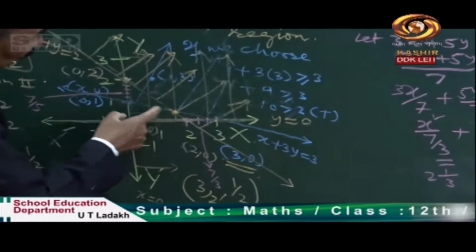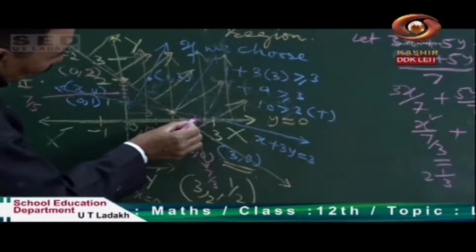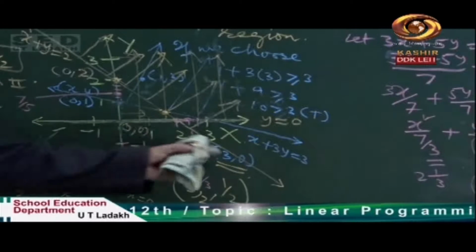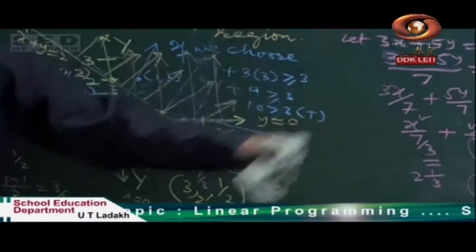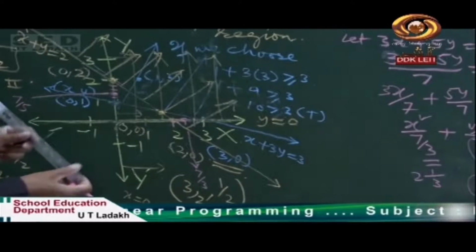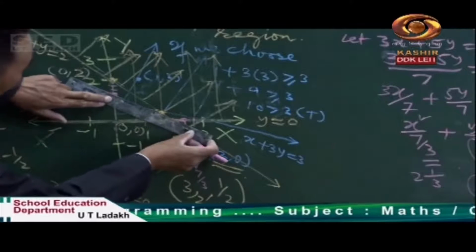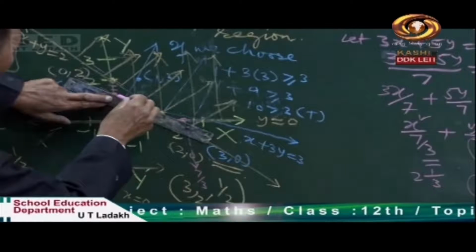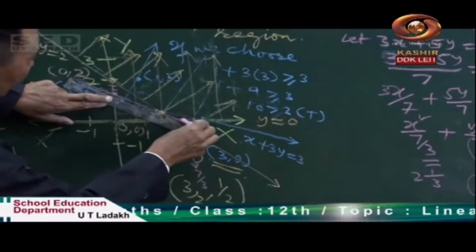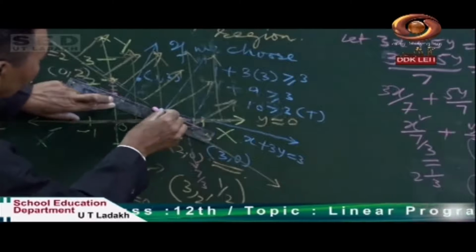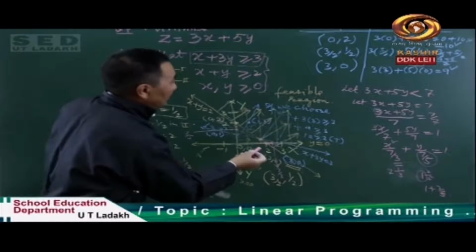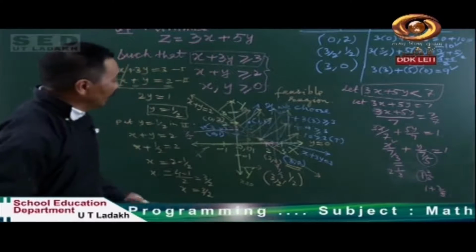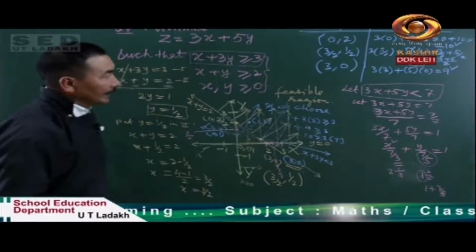If we join these 2 points, this point and this point, then we get the line of this equation. If I join these 2 points, it will be a dotted line. Why? It will be a dotted line because this inequation is less than 7. So I have drawn it as a dotted line.